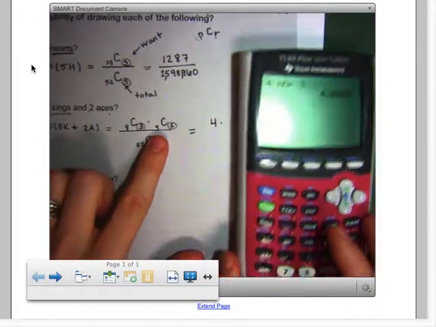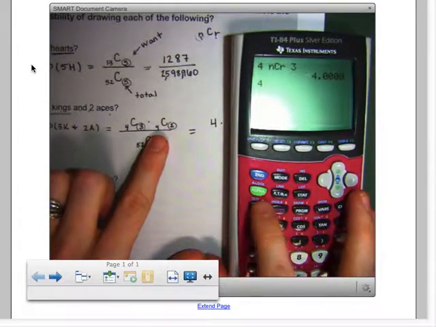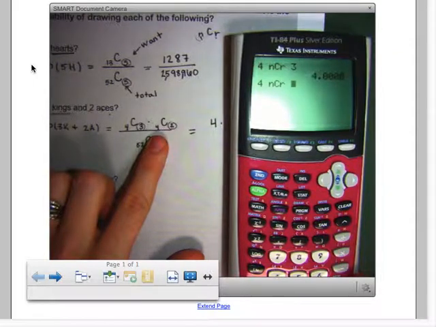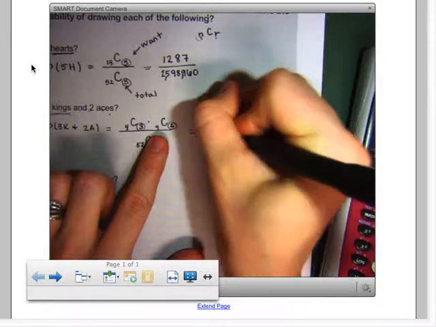Okay, the second one, I need 4C2. So I have 4, math, probability. I'm looking for the C, so I'm going to select option 3 again, and then 2. So that's 6, so we have 4 times 6.